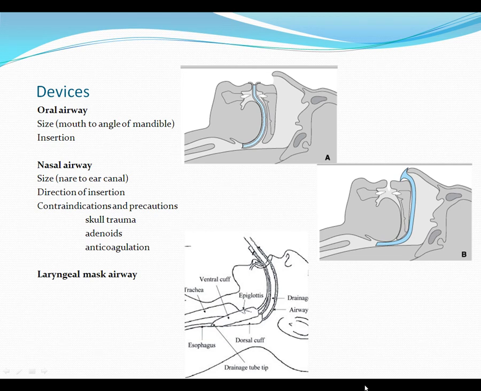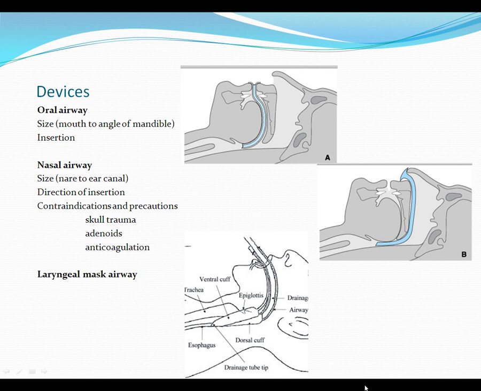And this is a funny looking picture, but it makes the point that you're not inserting this to the brain, you're inserting it straight back. And the goal is to just make some sort of passage behind this tongue that presumably is flopped back and is obstructing your ventilation. Contraindications to nasal airway: skull trauma, big adenoids, and anticoagulation.